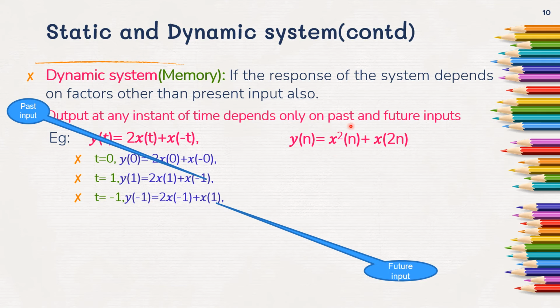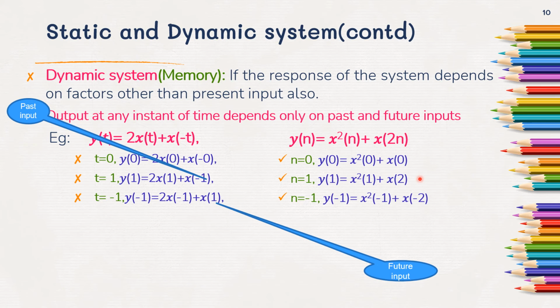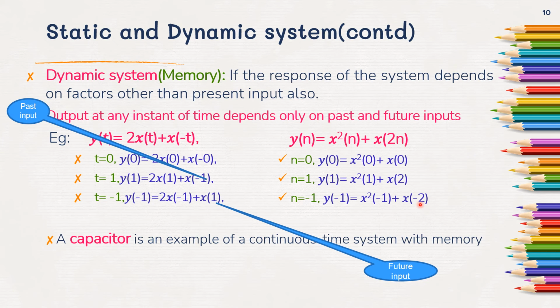Right. Now let us see one more example also. Y of n is equal to x square of n plus x of 2n. In the same way substitute the values for n is equal to 0, n is equal to 1. See here, for n is equal to 1, y of 1 depends upon x of 2. X of 2 is a future input. Now n is equal to minus 1 depends upon x of minus 2, which is nothing but a past input. Correct. So if the output at any instant of time depends upon past and future values, then such a system is going to be called a dynamic system.